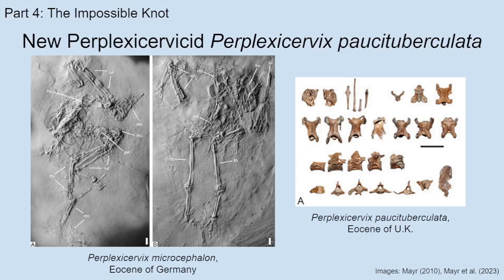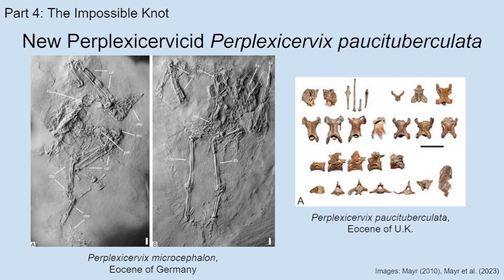So if it's not a galloanseran, then what was it? This study proposed an intriguing possibility, because they noted that some of the bones, especially in the wing of Perplexicervix, are actually quite similar to the bones of bustards. Bustards, if you don't know or don't remember from Dinosaurs, the second chapter, are a group of mostly ground-dwelling birds, even though they can still fly. In fact, they are still quite good flyers. They can fly for very long distances, even though they prefer not to. And they can get quite big. The big bustards today are some of the biggest flying birds that are still alive.